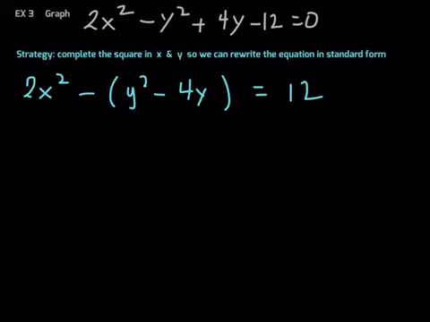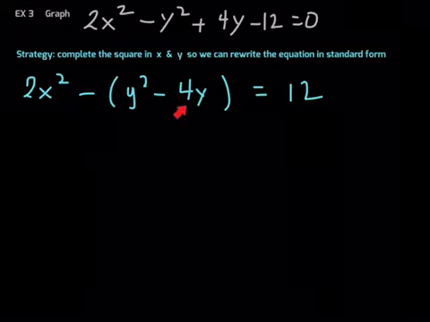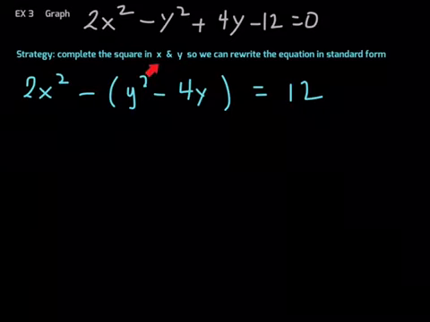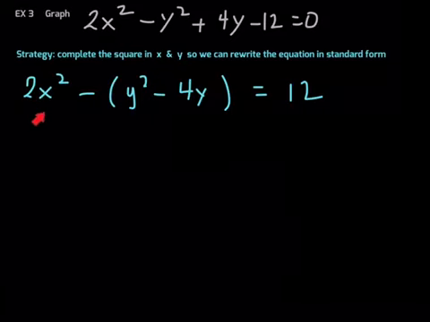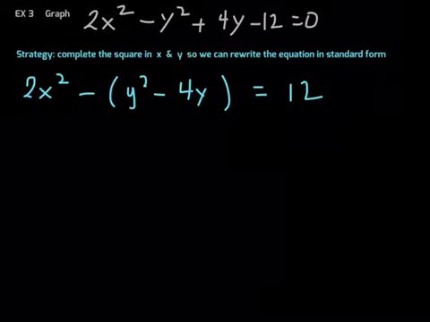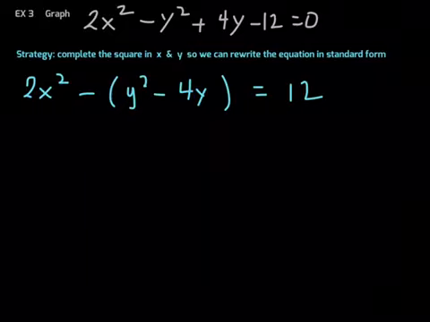Okay, so let's complete the square in y. I know I said up here, complete the square in x and y. Generally speaking, you have to do that. But because you only have this x term by itself, we will not be completing the square in x. Okay, if there was another x term, like there's two y terms here, then I would be completing the square in x as well.